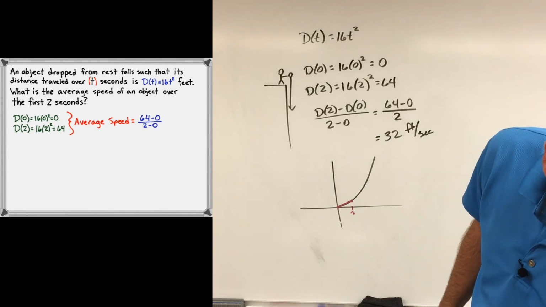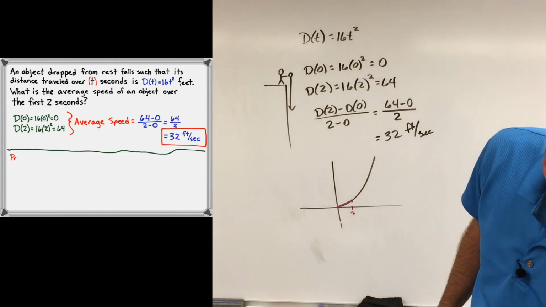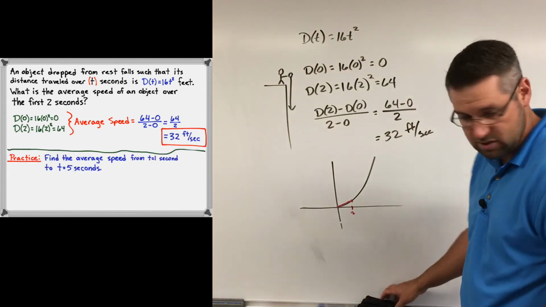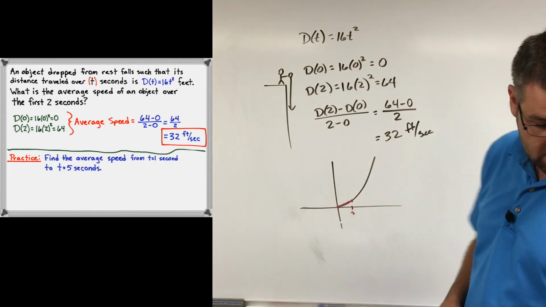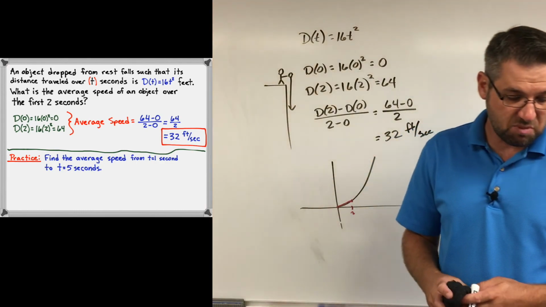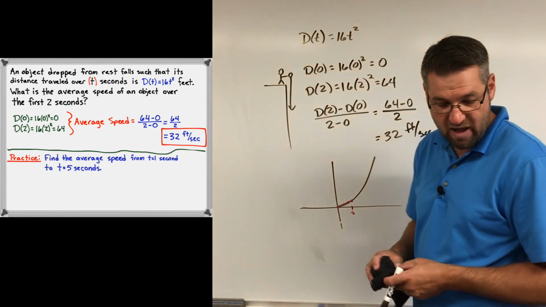So just reiterating that. And then you guys go ahead and pause the video and give this one a shot. Same scenario, same equation. Find the average speed from t equals 1 second to t equals 5 seconds.